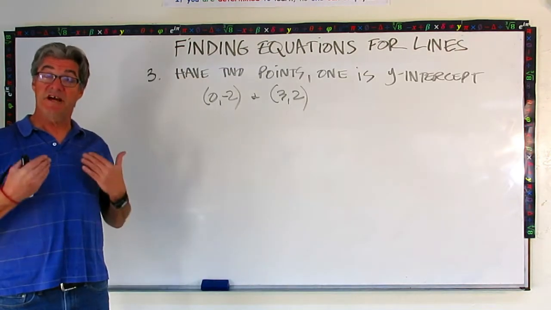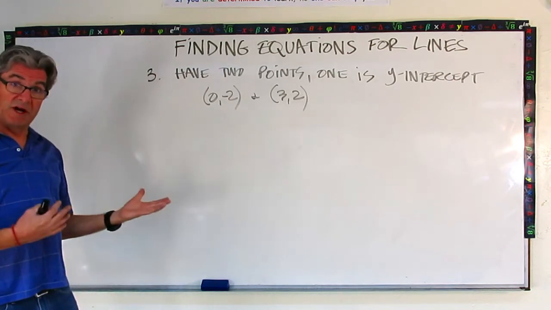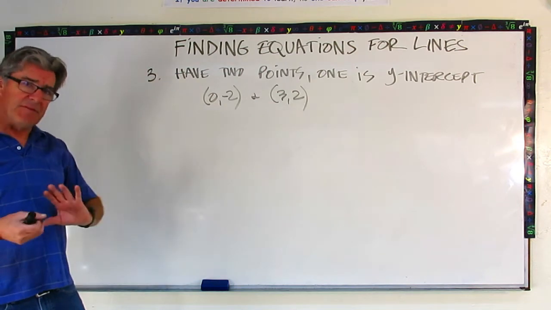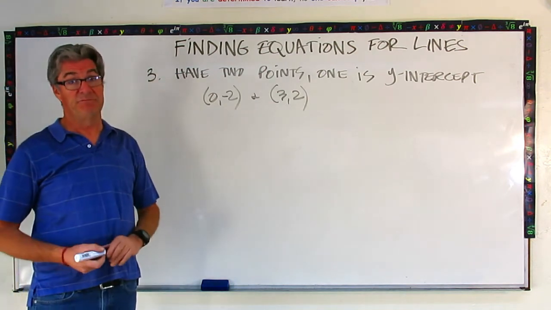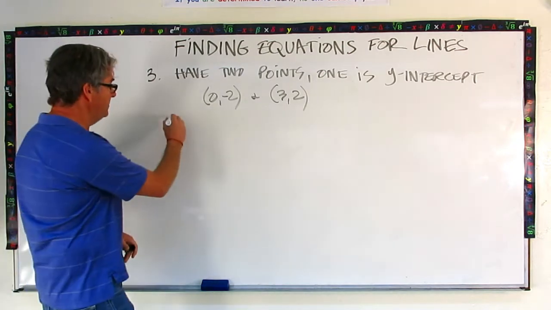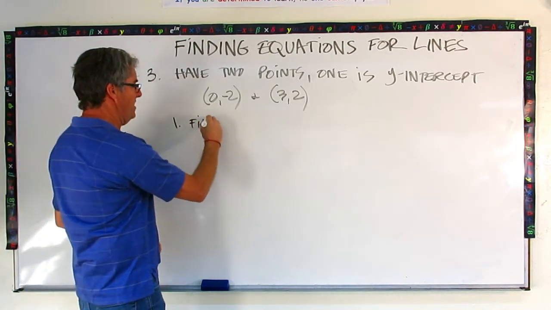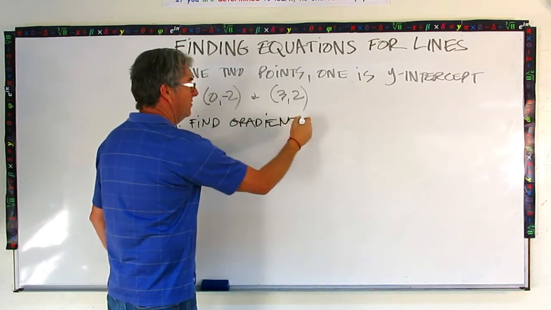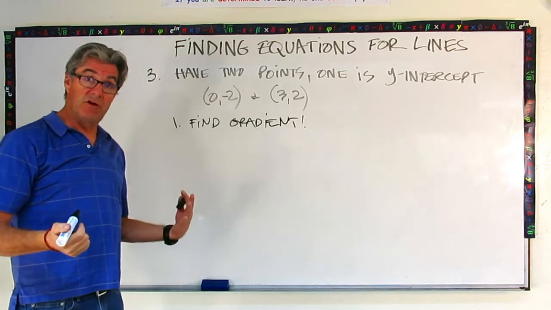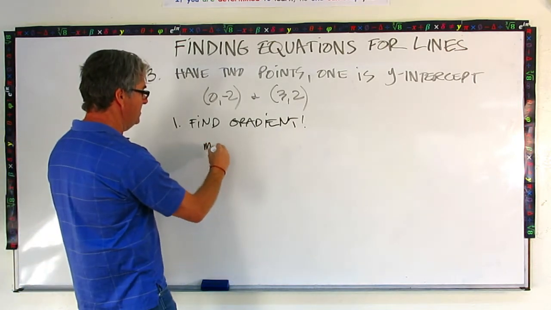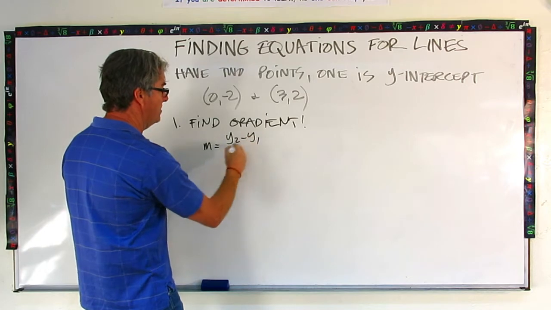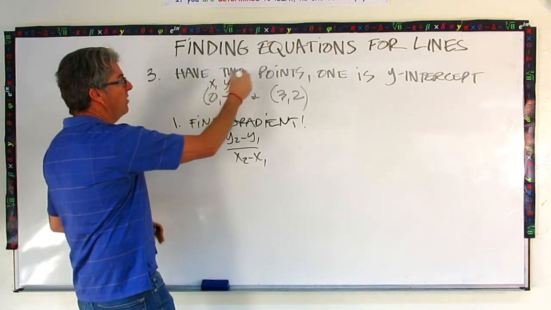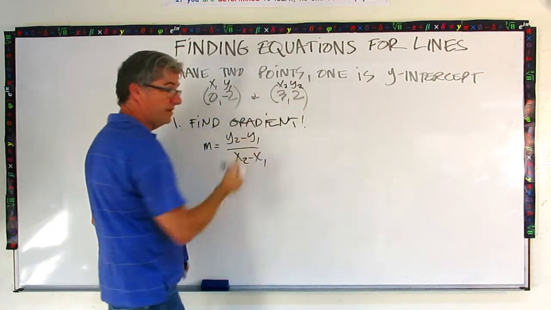Okay, our third technique involves having 2 points, one of which is the y-intercept. So this one's a little bit more involved, but nothing you can't handle, okay? So the first step is find the gradient. We have 2 points, so we can use our gradient formula. That is m equals y2 minus y1 over x2 minus x1. I'm going to label x1, y1, x2, y2, so I don't get confused.